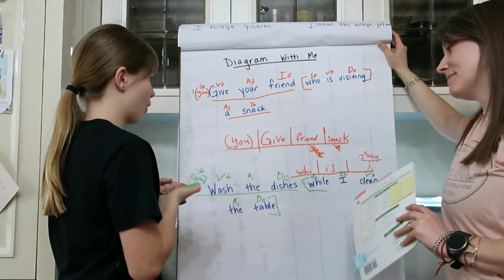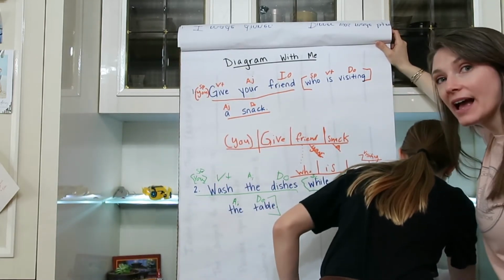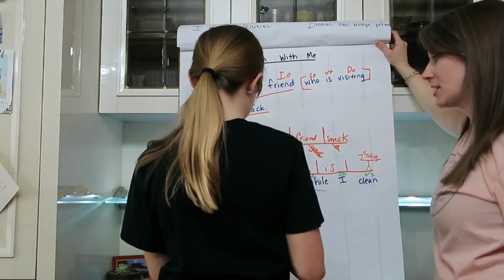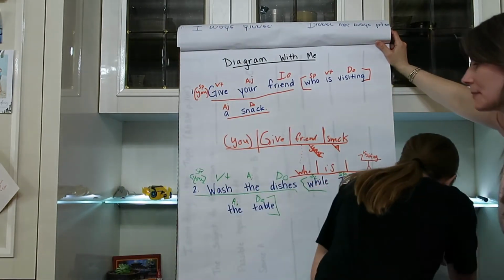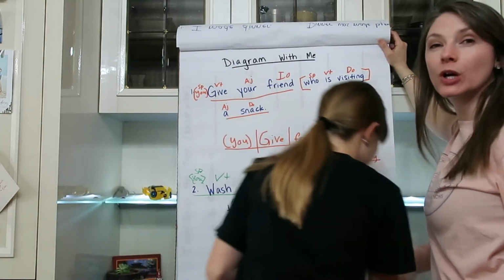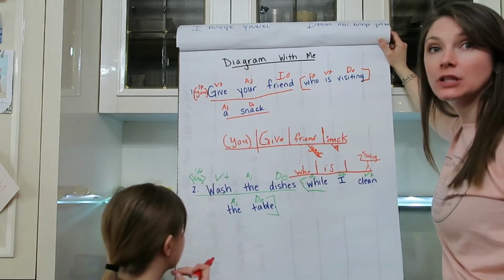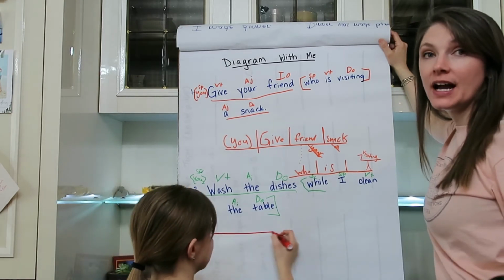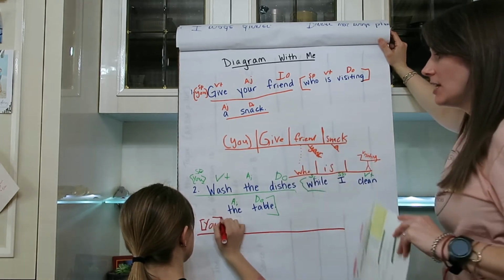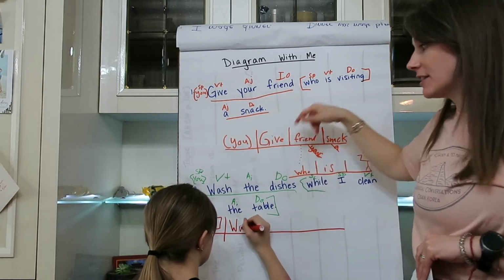So let's see if you can diagram this one. Go ahead. Now remember, adjectival and adverbial subordinate clauses are diagrammed a little differently from each other. While I clean the table is saying when we're going to wash the dishes, so it's modifying the verb. Remember, adverbial clauses and words always modify a verb, adjective, or another adverb. There's no adjective or adverb in the sentence, so it has to be modifying the verb.